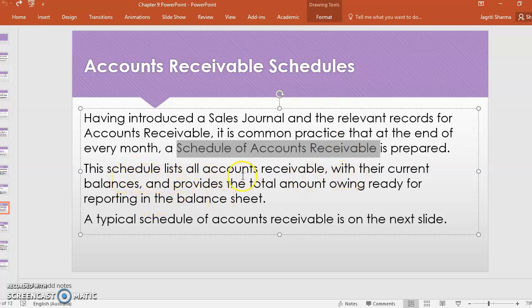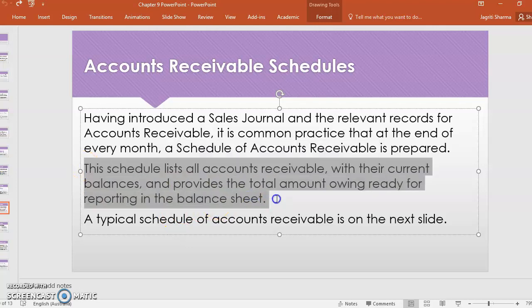This schedule lists all accounts receivable with their current balances and provides a total amount owing ready for reporting in the balance sheet. So this is a really important bit here. It shows how much money is due from each accounts receivable. It also gives you the total amount owing, and that total amount owing goes into the balance sheet as accounts receivable. So these accounts receivable schedules are really important for you to have a figure that actually needs to go into the balance sheet.